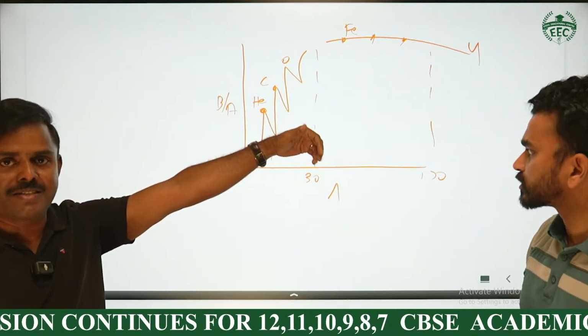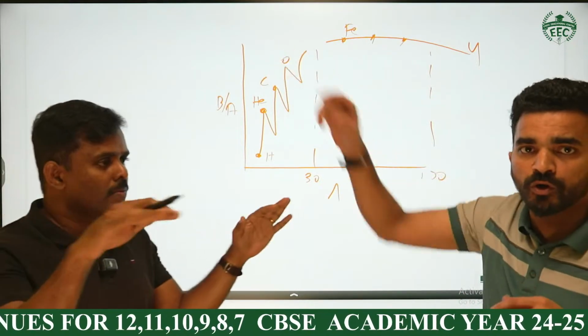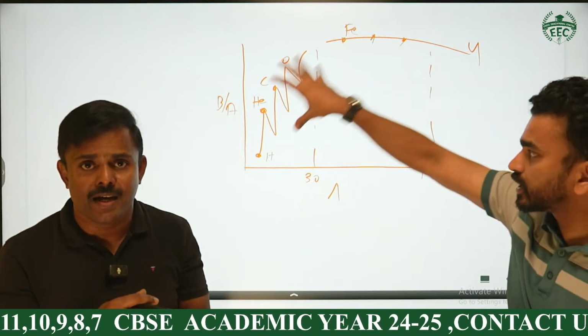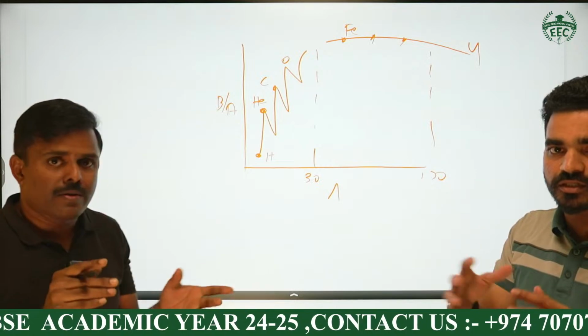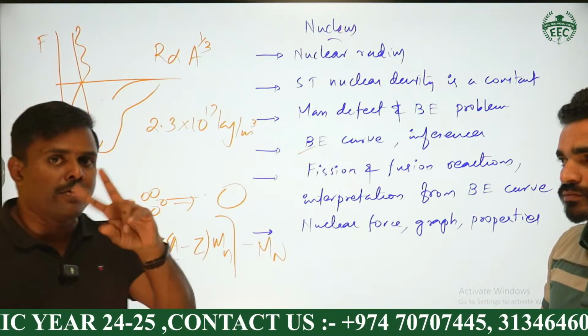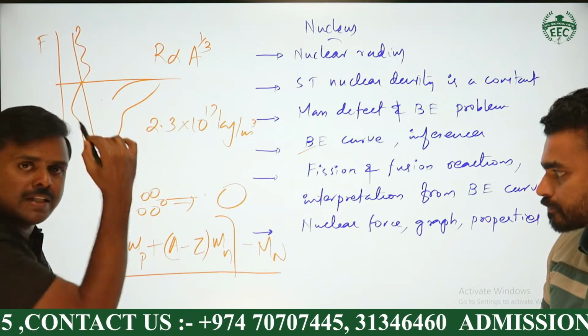Even then, in the middle range, the binding energy per nucleon is comparatively more. Binding energy per nucleon is directly proportional to stability. Stability is more in this region, and less stable here and here. So that's the principle of the nuclear fission and fusion reactions. Then they can ask one more question: which one is more stable? They will give you 2 elements. How do you find it? You find the mass defect using this.